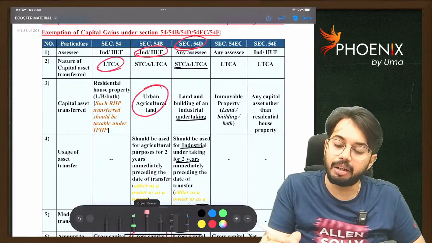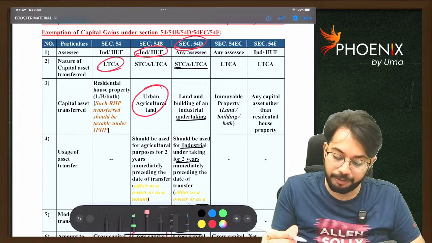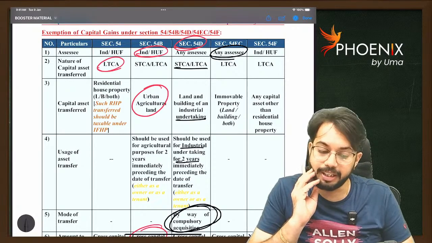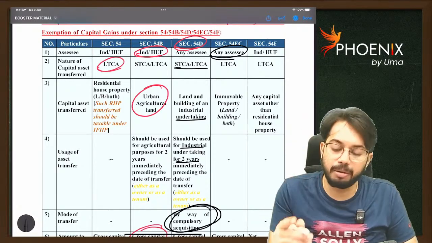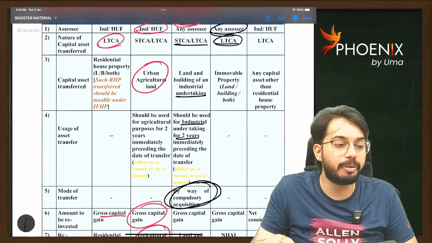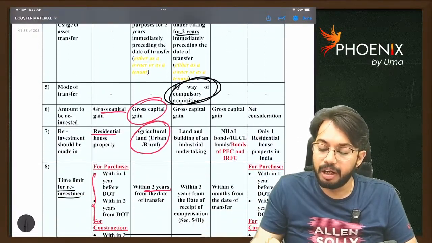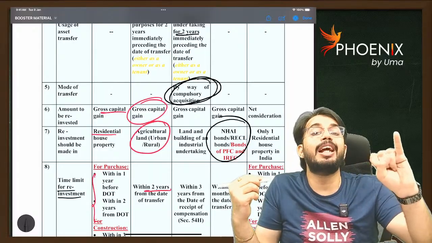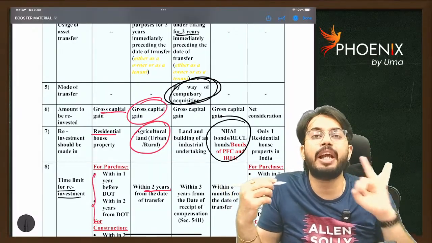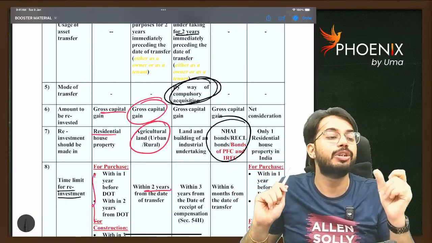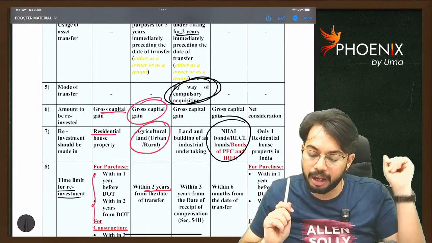Who can claim exemption under 54 EC? Any assessee can claim exemption under 54 EC. The capital asset transferred is a long-term capital asset and it should be immovable property. Reinvestment should be made in NHAI bonds, RECL bonds, Power Finance Corporation bonds, Indian Railway Finance Corporation bonds, amendment as per Finance Act number 2 of 24. So remember that amendment. Okay. Next.